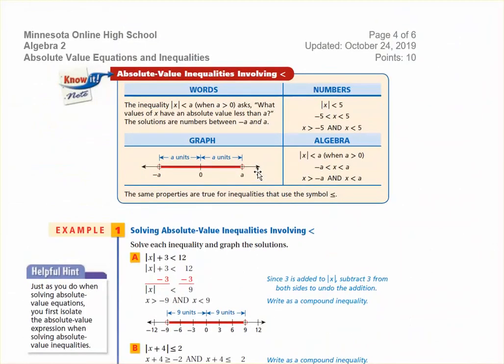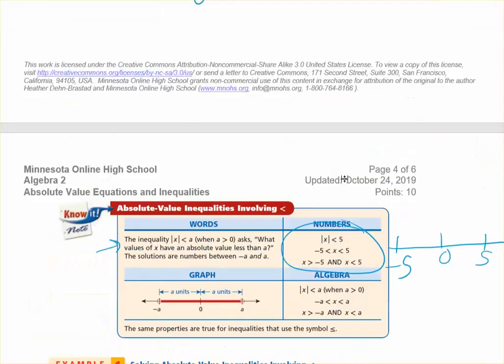The inequality absolute value of x is less than a. Ask, what values of x have an absolute value less than a? So the solutions are numbers between negative a and a. So let's look at this. If, as an example, absolute value of x is less than 5. So here's our number line. Here's positive 5. Here's negative 5. This is very similar to the problem that we looked at earlier.